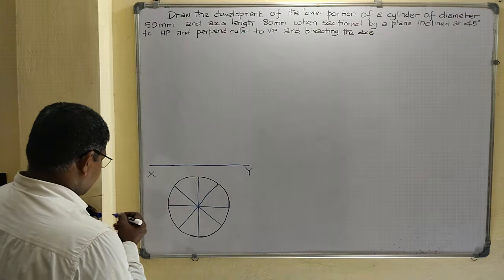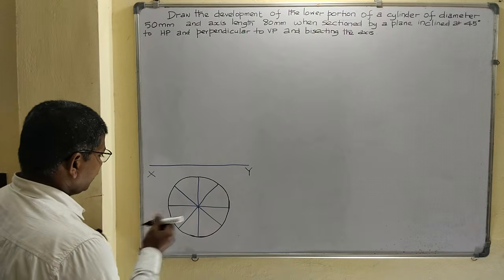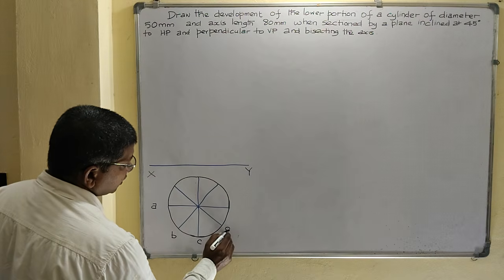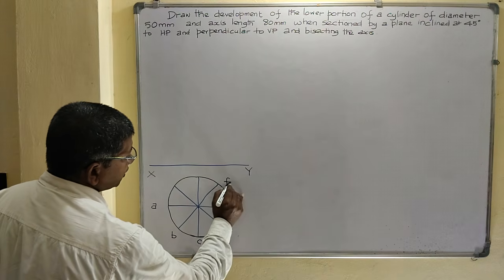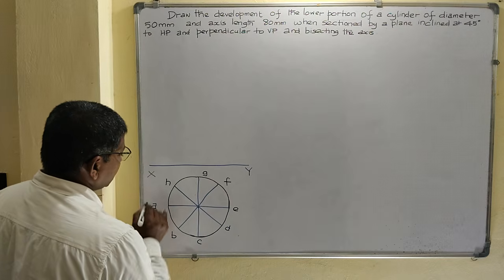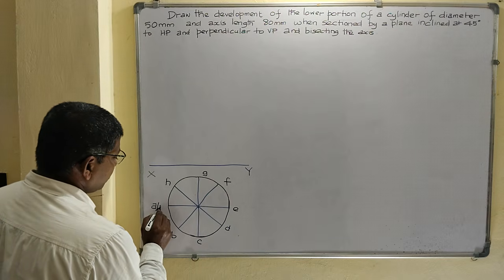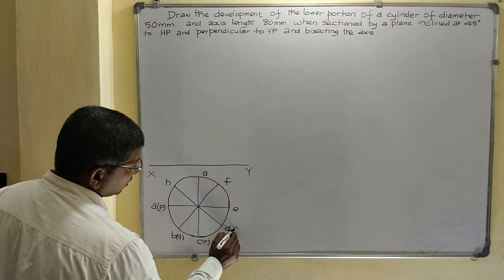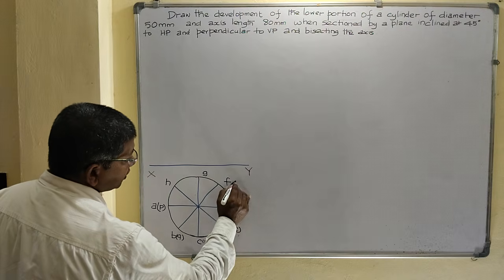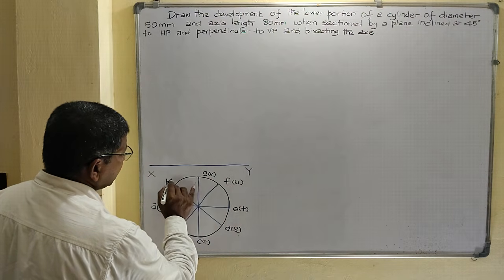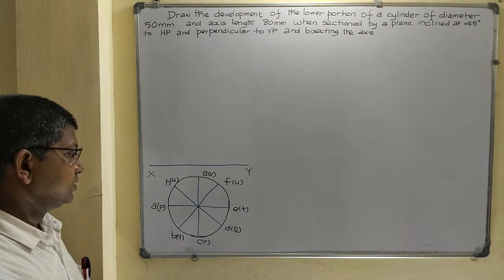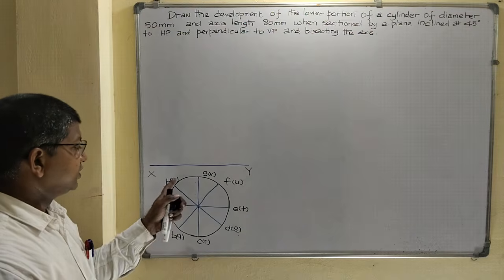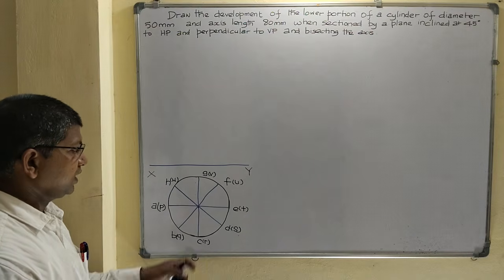Now give the names to the generators. The top base points of the generators are A, B, C, D, E, F, G, H, and the bottom base points of the generators are P, Q, R, S, T, U, V.